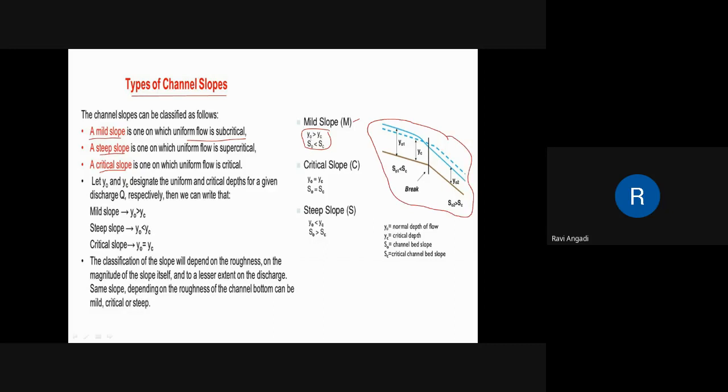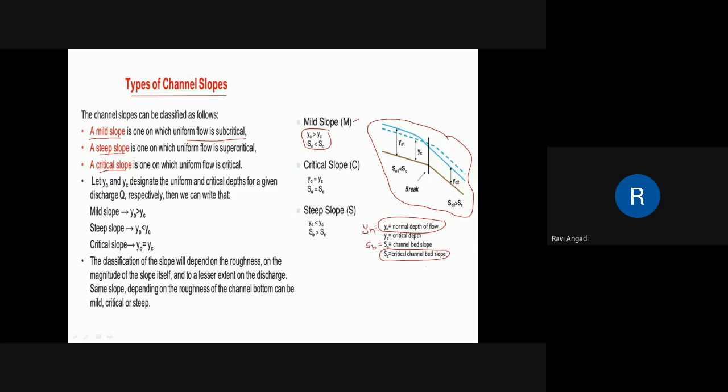Here Y0 and YC are taken. What does Y0 mean? Y0, or you can take it as YN, is the normal depth of flow. YC is the critical depth. And S0, or in some textbooks SB, which is also correct, means the channel bed slope. SC means the critical channel bed slope.